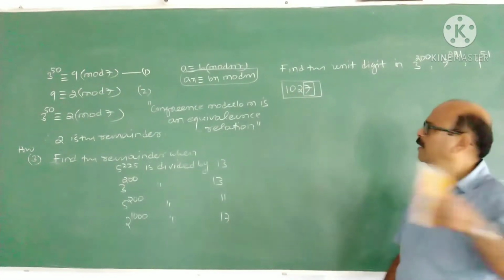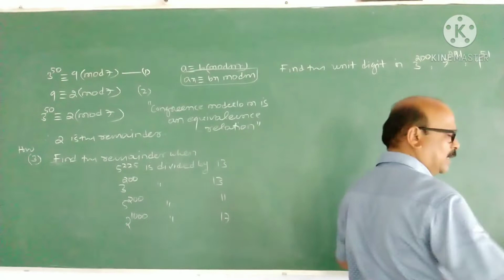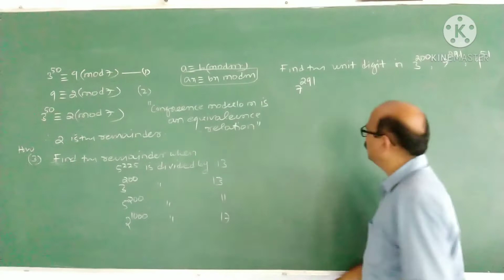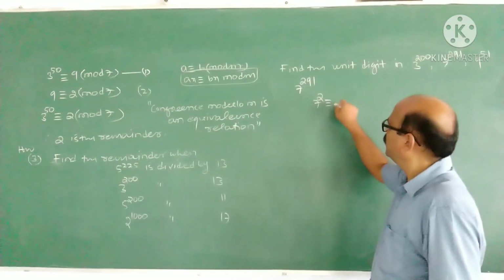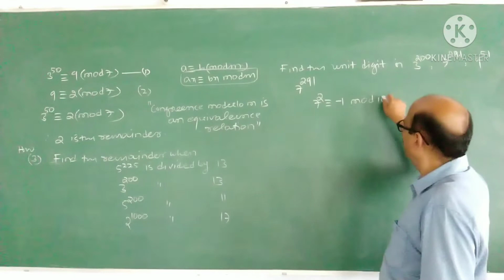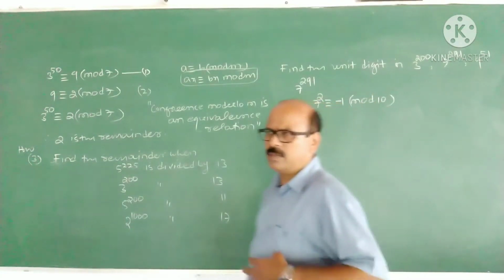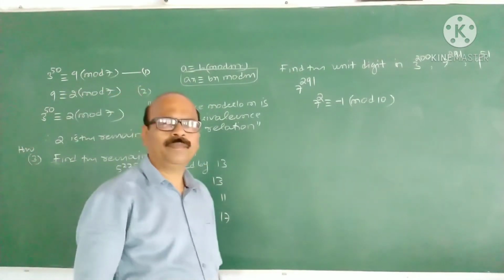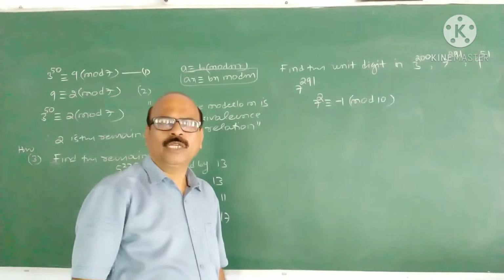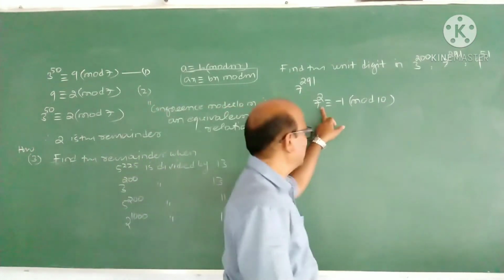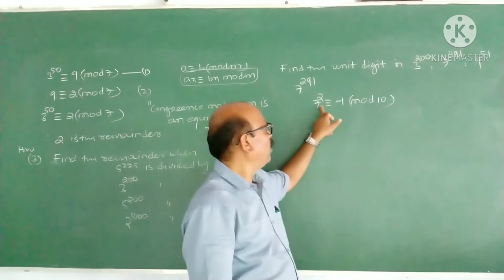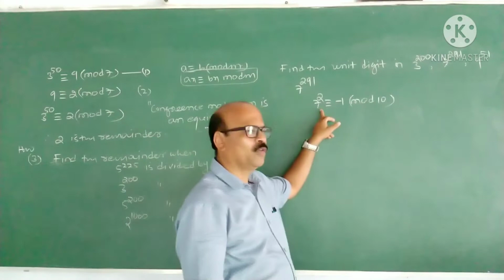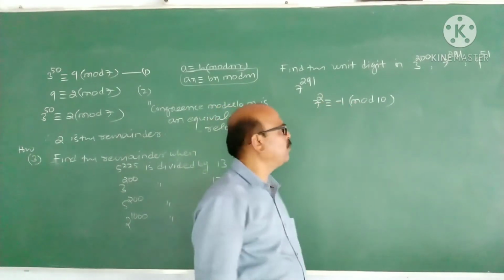That is the procedure. Now I consider the second problem here. 7 raised to 291. First I consider small power. 7 square is minus 1 mod 10. I think there is no problem in understanding this one. All of you know the congruent modulo m relation. 7 square. What is 7 square? 49. 49 minus of minus 1 is 50. And 10 divides 50. Therefore, we can write 7 square is minus 1 mod 10.